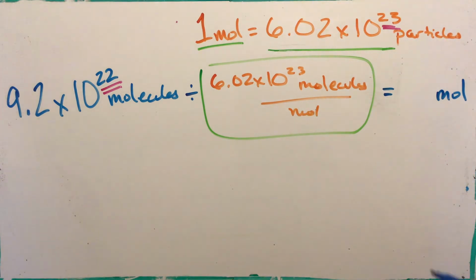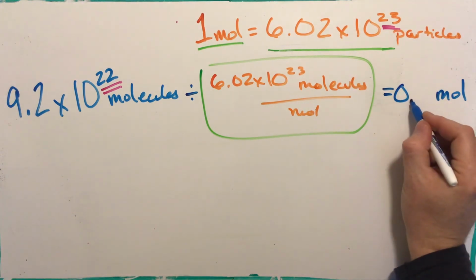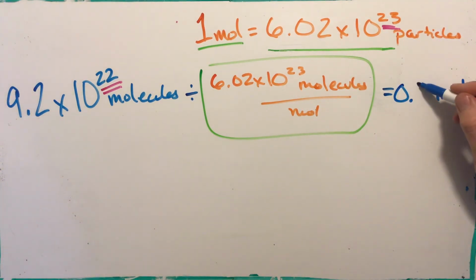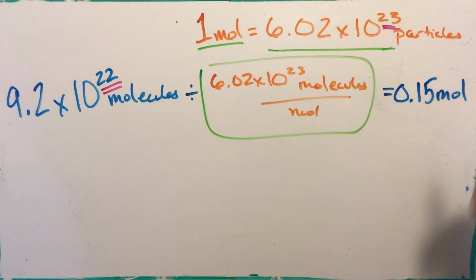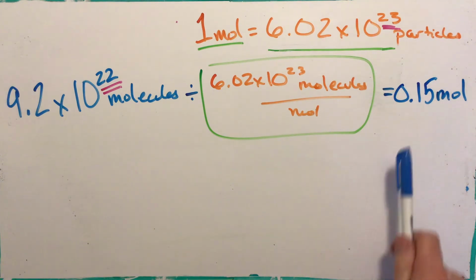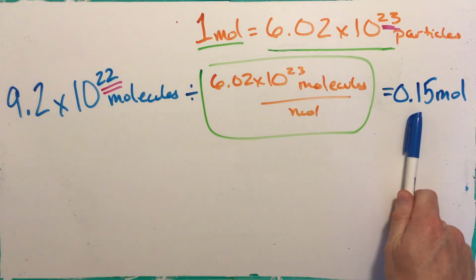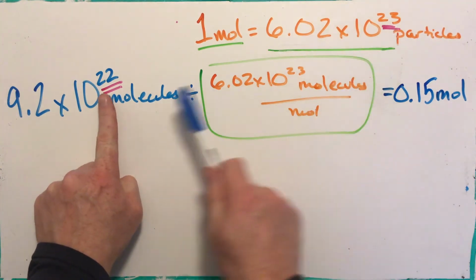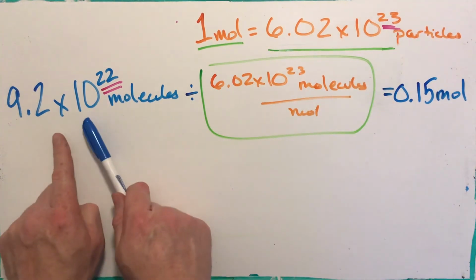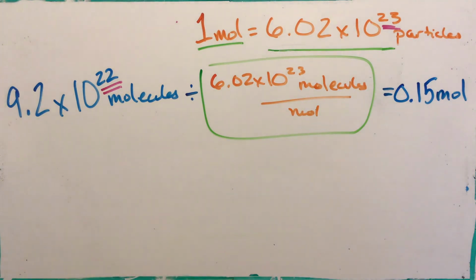So what I end up with is 0.15. Yeah, we'll leave it there. It's 1528, but I'll leave it there. 0.15 moles. Now that answer is less than 1, but we said because of the powers that we're comparing, 22 to 23, this is less than 1 mole, right? So my answer makes sense.